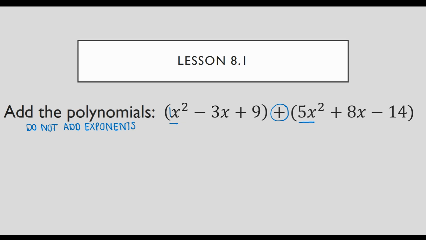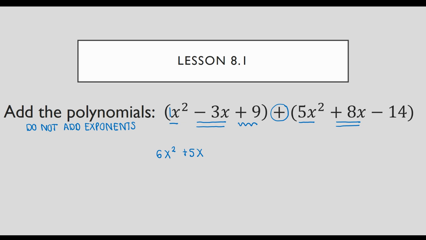I just add the numbers in front. 1 plus 5 is 6, and that will stay x squared. I see that there is a negative 3x in the first parenthesis, and there is a positive 8x in the second. I once again want to combine like terms by just adding the numbers in front and keeping the x as is. So negative 3 plus 8 is positive 5, and the x stays as it is.